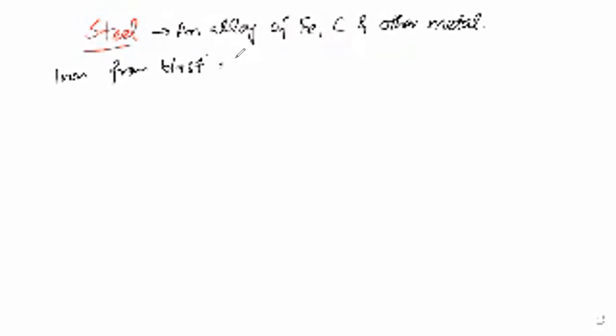It's not of good quality. Iron from the blast furnace is called pig iron, so we need to modify it. How do we modify it? There are two methods before making the steel, so we have to go through two processes. This is our heading: how we can make steel.